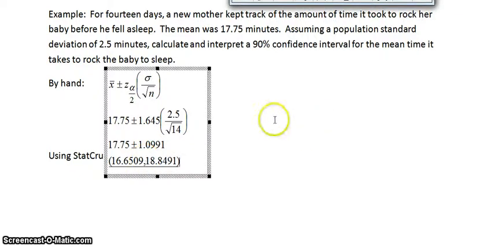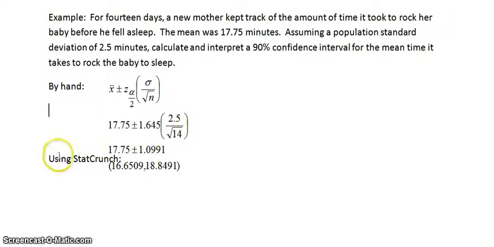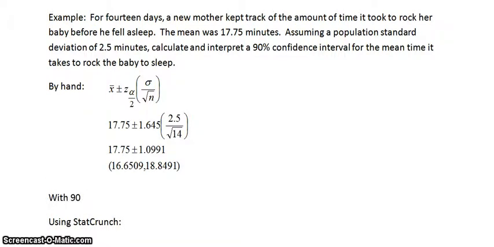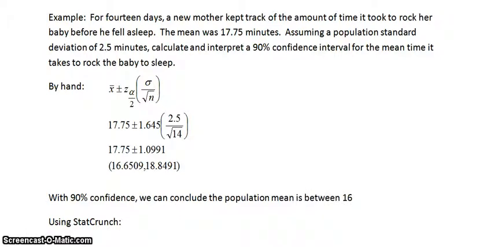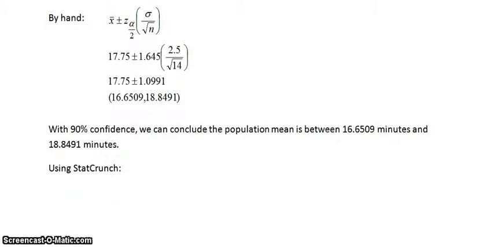And of course we would interpret that. What that means is that with 90% confidence we can conclude the population mean is between 16.6509 minutes and 18.8491 minutes. Alright, so that's doing it by hand.